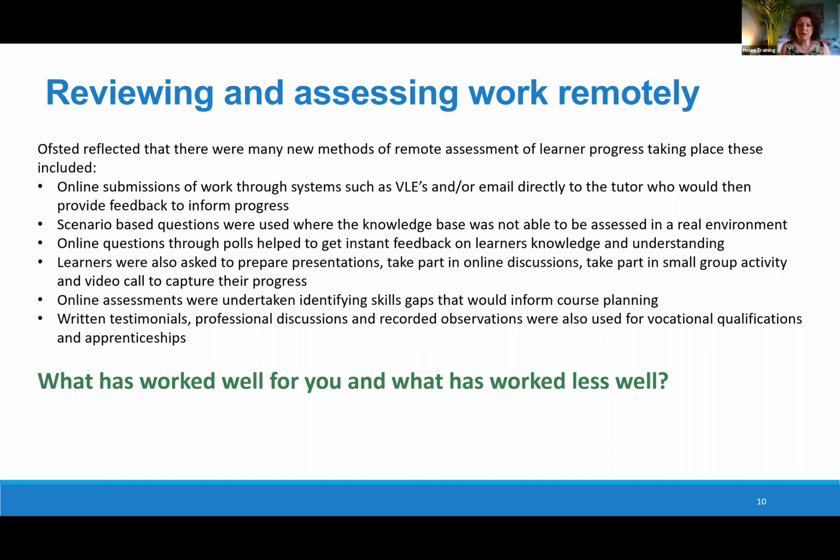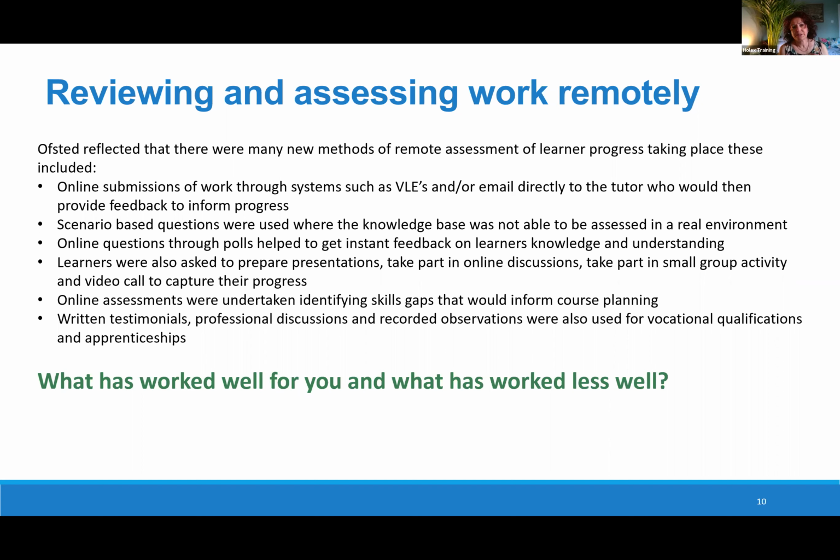Online questions through polls helped to get instant feedback on learners' knowledge and understanding, through polls and other methods, depending on the platforms that you're using. It's a really good gauge, a quick way of getting them to take part and seeing where they're at. Learners are also asked to prepare presentations, take part in online discussions, small group activity and video calls to capture their progress.